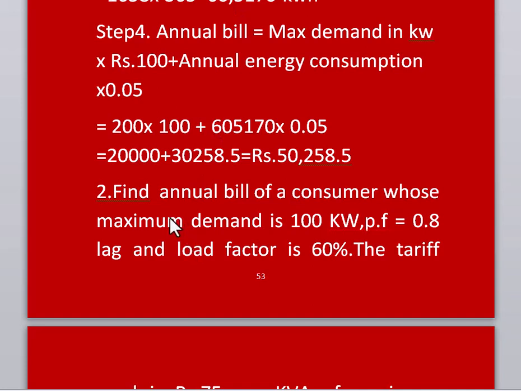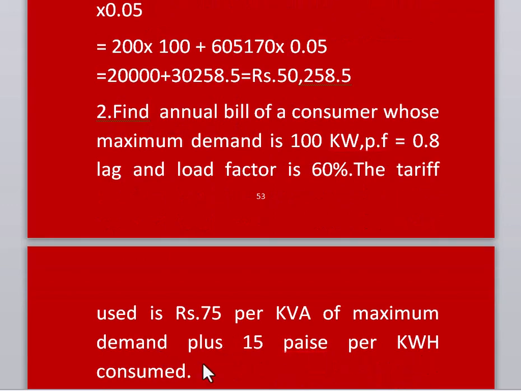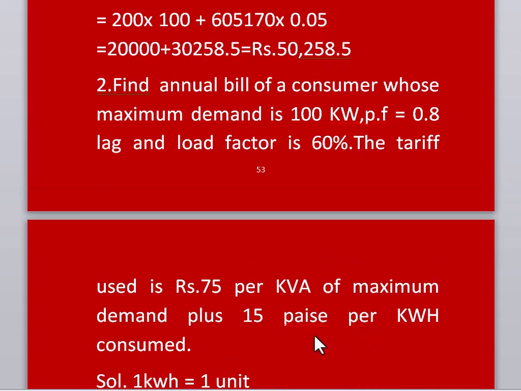So let me consider the second problem. Find the annual bill of a consumer whose maximum demand is 100 kilowatts, power factor is 0.8 lagging and load factor is 60%. The tariff used is 75 rupees per KVA of maximum demand plus 15 pice per kilowatt hour consumed. So with respect to the previous problem, here the difference is the charges are based on maximum demand which is in KVA. Earlier it was with respect to maximum demand in KW.